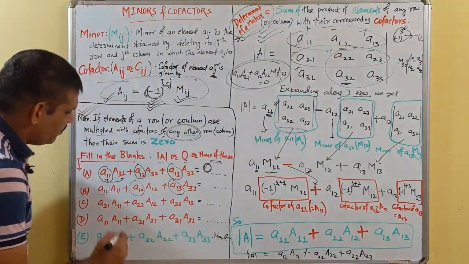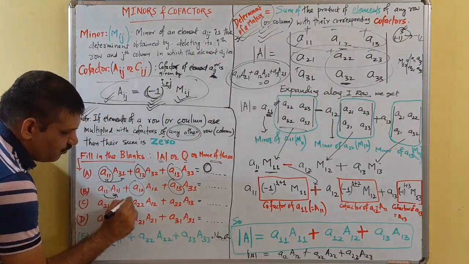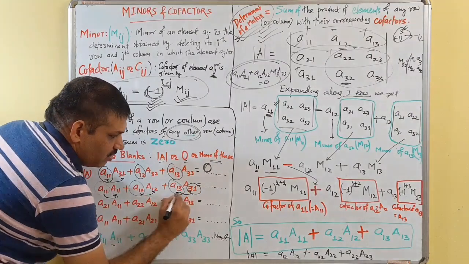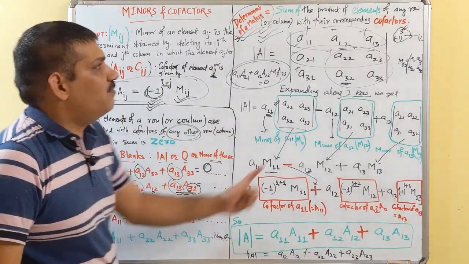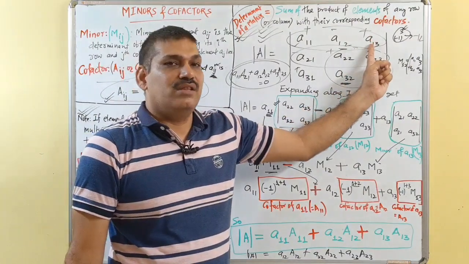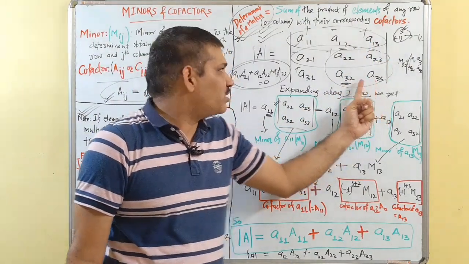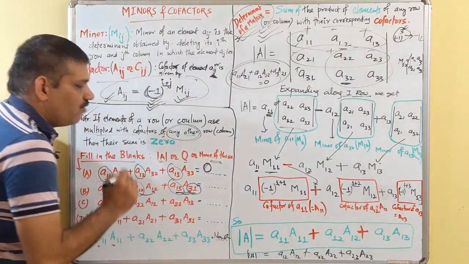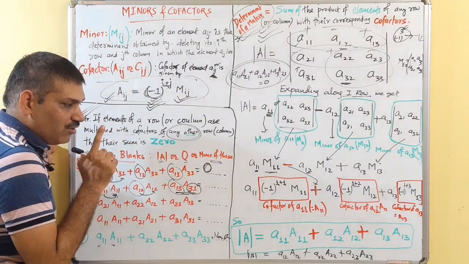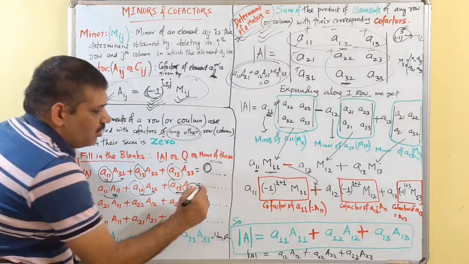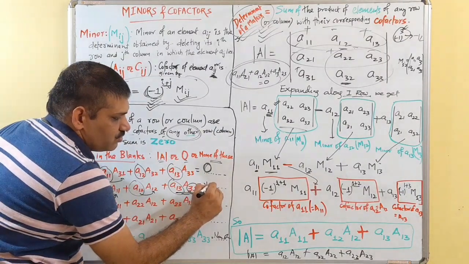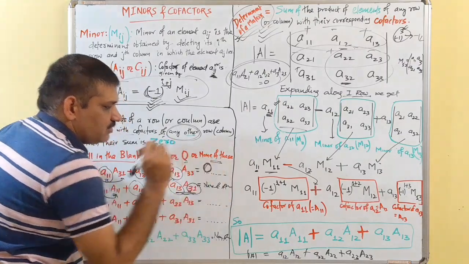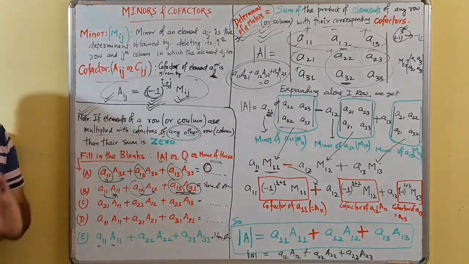Now let's see what we are doing. A11, corresponding cofactor, good. But this is not. A13 is not multiplied by the cofactor A13. It is multiplied by the cofactor of 3 1. So it will not give us the value of the determinant, nor is it 0. So it is none of the two. Neither is it 0 nor is it the value of the determinant.